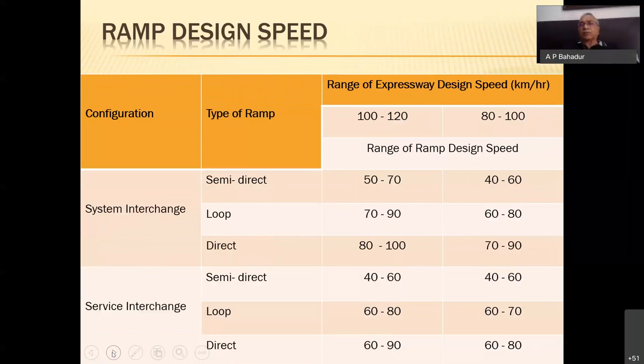Again, IRC SP 92 and the expressway guidelines give some guidance on the design speed for the ramps, for system interchange and service interchange. As you can see here, the direct ones have somewhat higher speeds, as you can very well imagine, but for loops the speed is somewhat lower. And for service interchange, because it's a side road, the speed gets somewhat lower still. So this is the guidance available on the range of expressway speeds, and then speeds on the loop and direct interchange.